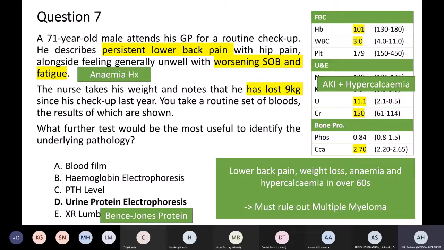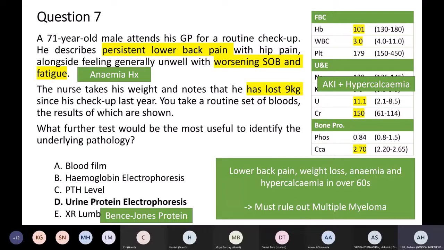Diagnostically, we do a bone marrow biopsy, which should show lots of plasma cells, more than 10% usually, and evidence of the monoclonal protein, which is produced by these abnormal plasma cells. You can either pick up that protein in the serum with serum protein electrophoresis or in the urine protein electrophoresis. And questions may mention the Bence-Jones protein. These days, you may also see things like serum-free light chain restriction as well.